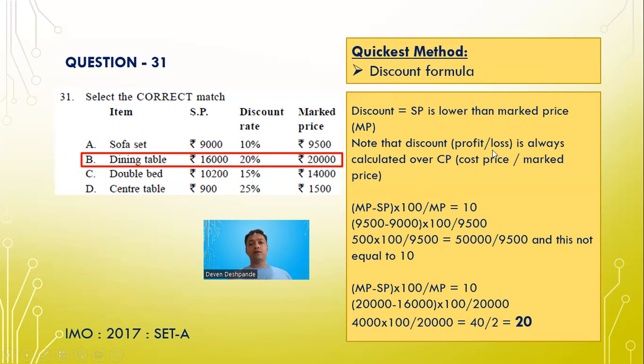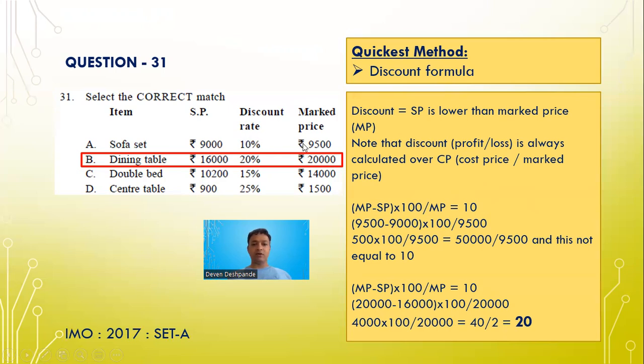And discount, or profit and loss, is always calculated on the cost price or the mark price, isn't it? It is always calculated on the cost or mark price. So (mark price minus selling price) into 100 upon mark price. For the first one, the discount is 10.